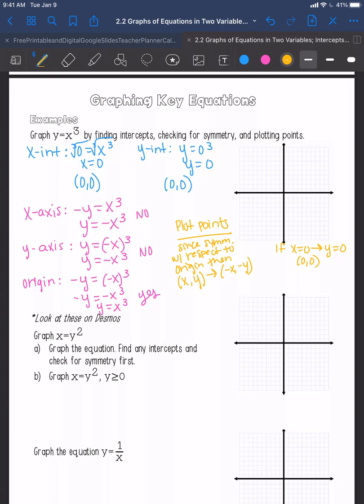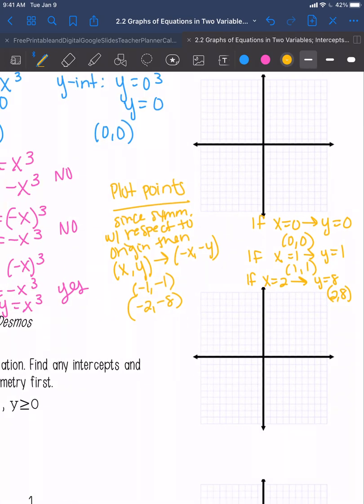And then I'm going to pick points in the first quadrant. So let's say if x is 1, then 1 cubed is 1, so that means y is also 1. So the point 1, 1 is on there. And then let's do if x is 2. 2 cubed is 8, so the point 2, 8 would be on there. So that also means the point negative 1, negative 1, and the point negative 2, negative 8 are on there. So we are going to plot all of those.